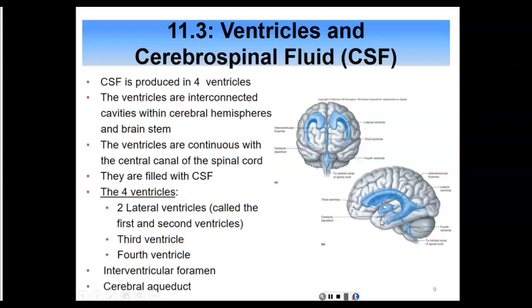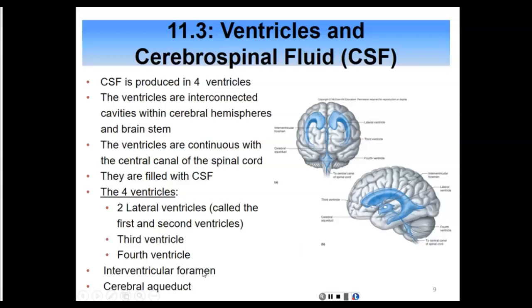The cerebral aqueduct connects our third and fourth ventricle. And this will go down into the spinal cord, into the... interventricular foramen. Oh, I'm sorry, the interventricular foramen is up in here. This will go into the spinal cord in the central canal. So you can see lateral ventricles to interventricular foramen to the third ventricle to the cerebral aqueduct to the fourth ventricle.